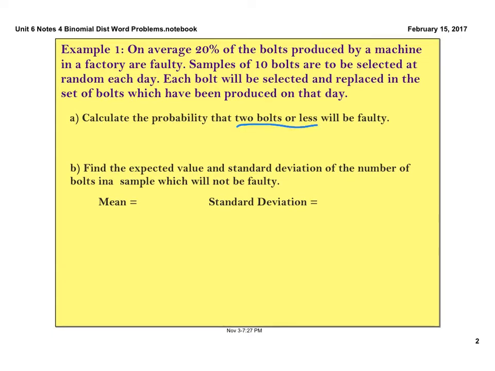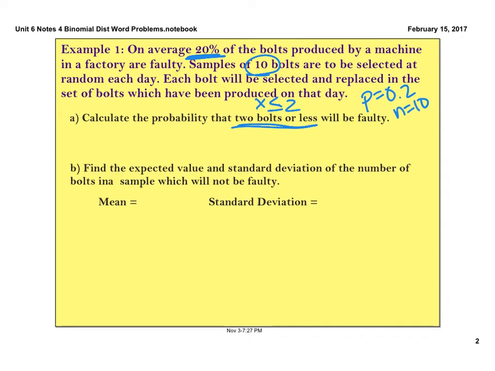So here are the things that we need. I see this 20%. That's going to be my p-value. So that tells me that 20% of the bolts are faulty on each day. So that's a p-value of 0.2 because I need to take that percent and turn it into a decimal. I know that the sample that I'm looking at is a sample size of 10. So my n is equal to 10. Then in part A, it says calculate the probability that 2 bolts or less. That means that I am looking at x is less than or equal to 2. That's the x value there.